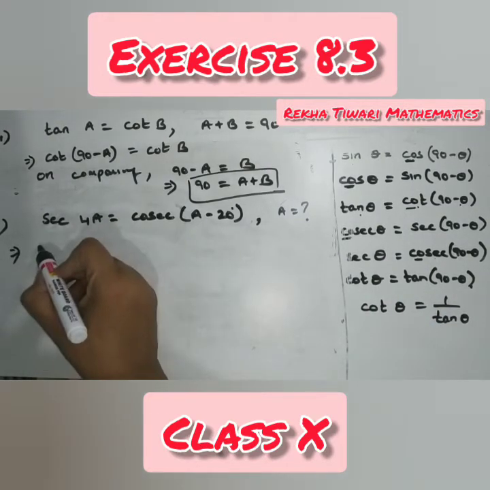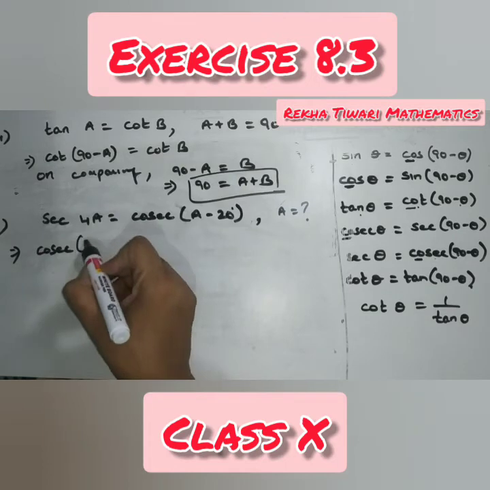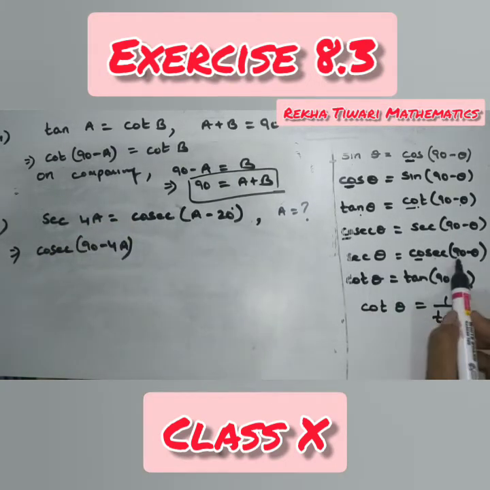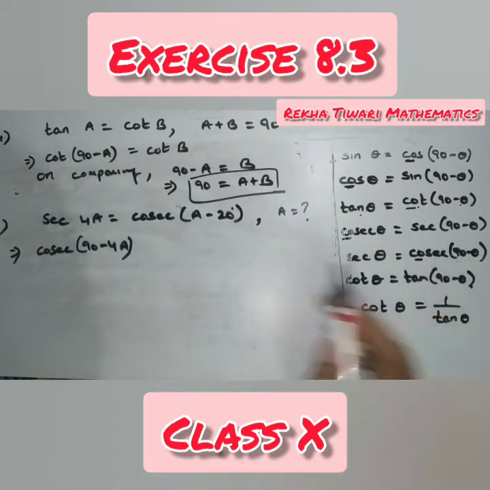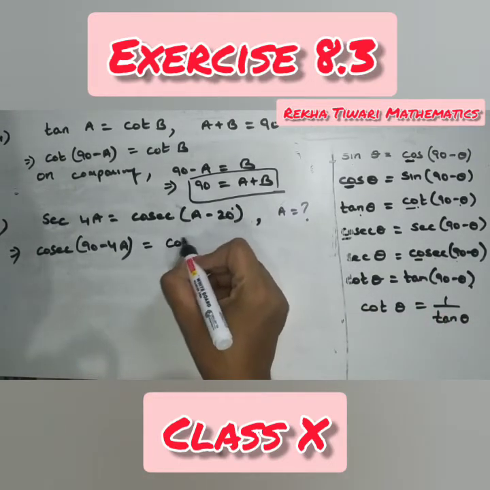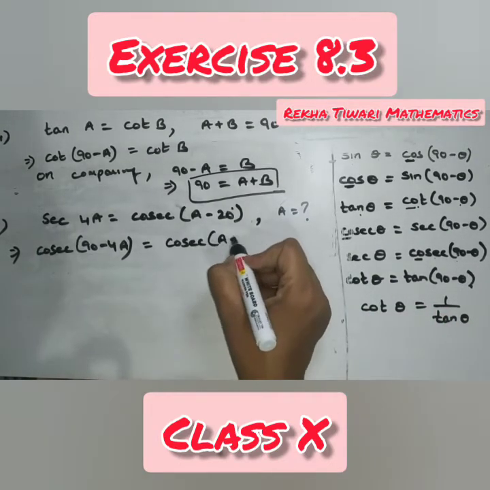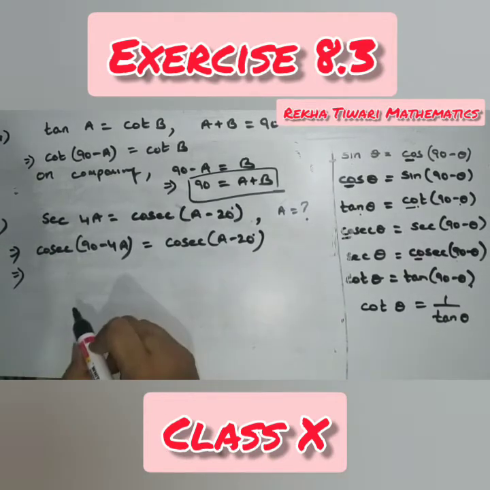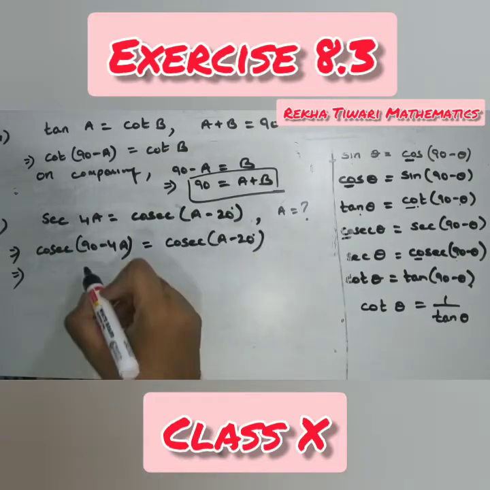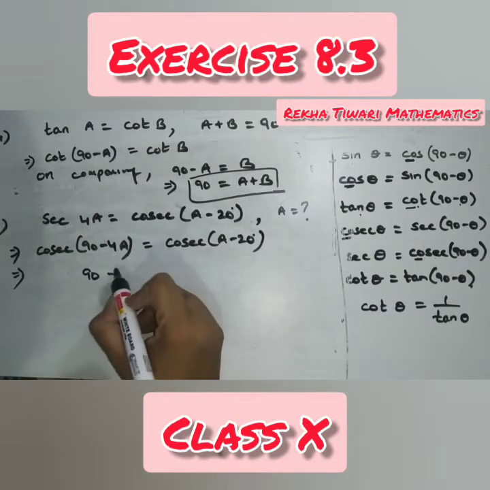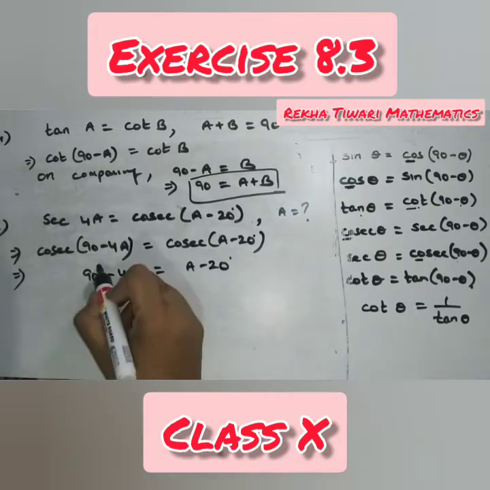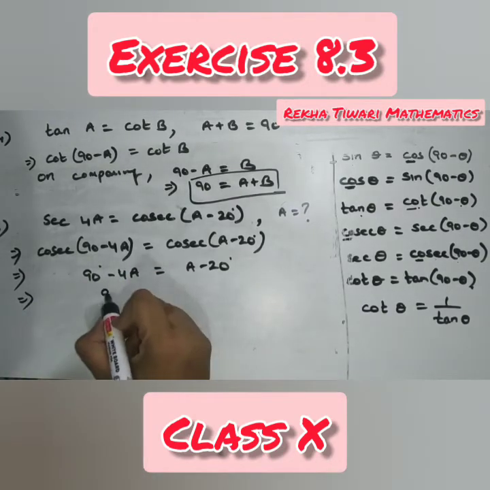So let us change this. It becomes cosec 90 minus 4a. Because sec theta is what? Sec theta is cosec 90 minus theta. So this is cosec a minus 20. You have to change any one. Okay. Now compare the angles. Both side cosec is there. So compare the angles. On comparing you will get 90 minus 4a is equal to a minus 20.